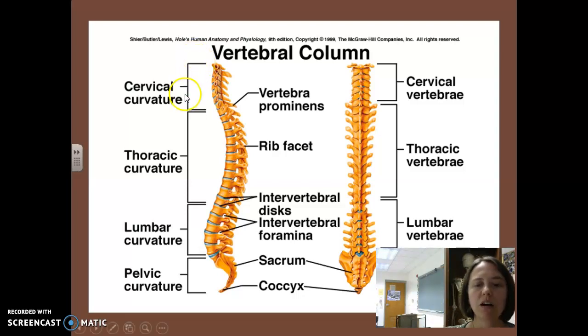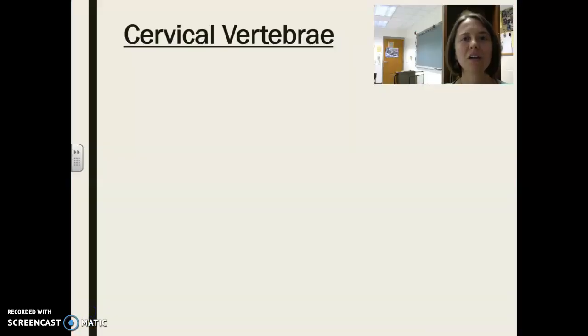And then also part of your vertebral column are the sacrum and coccyx. In our next video, we're going to go more in depth on each of the parts of the vertebral column and finish off the axial skeleton.